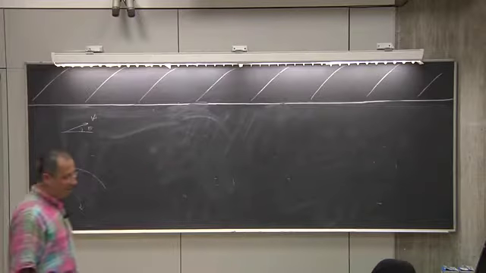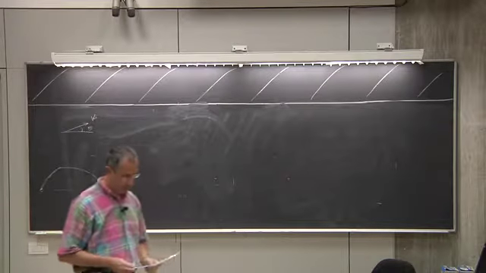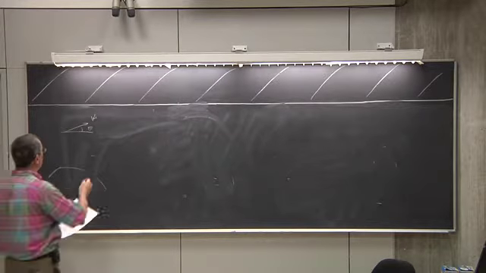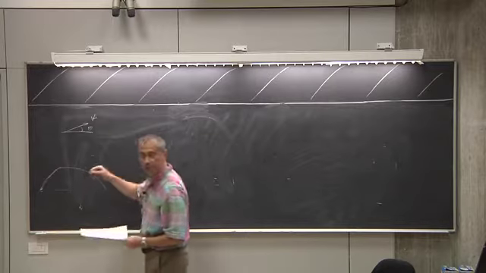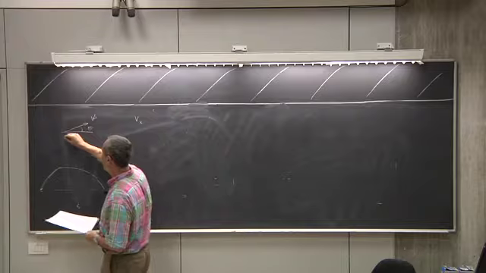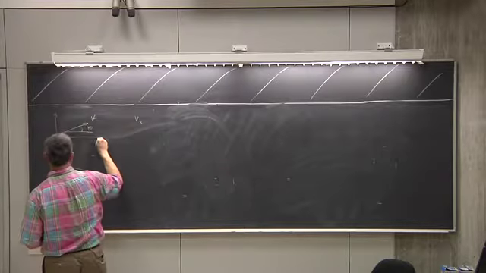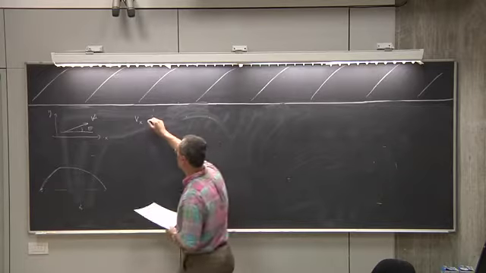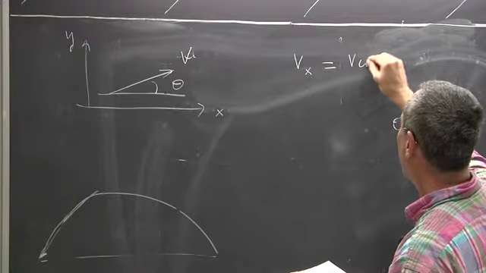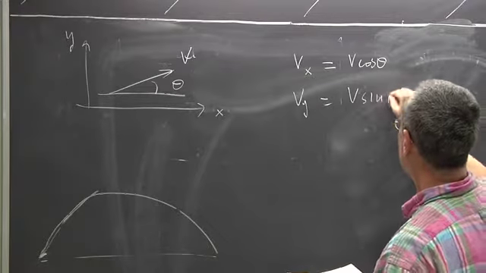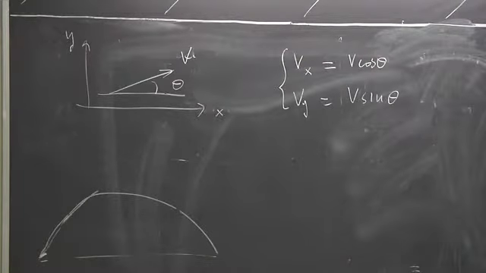But OK, let's write the solution for just. There are many ways to find this solution, but first you decompose this velocity, right? This velocity has two components. Say I wrote x and y, so I put some coordinates, and Vx is obviously V cosine theta, and Vy is V sine theta.